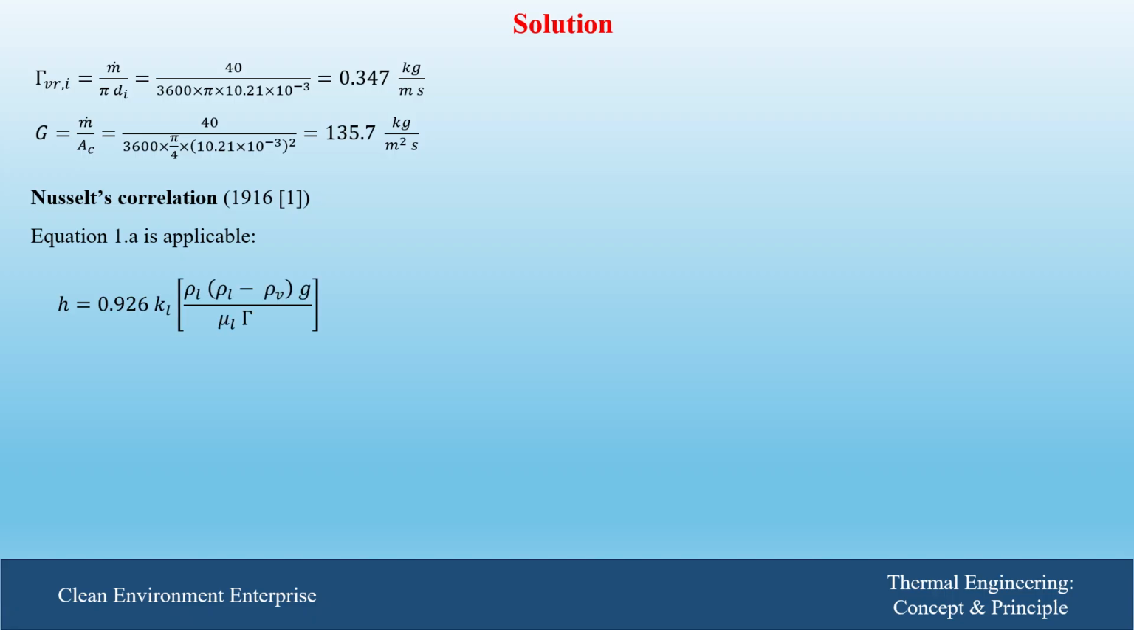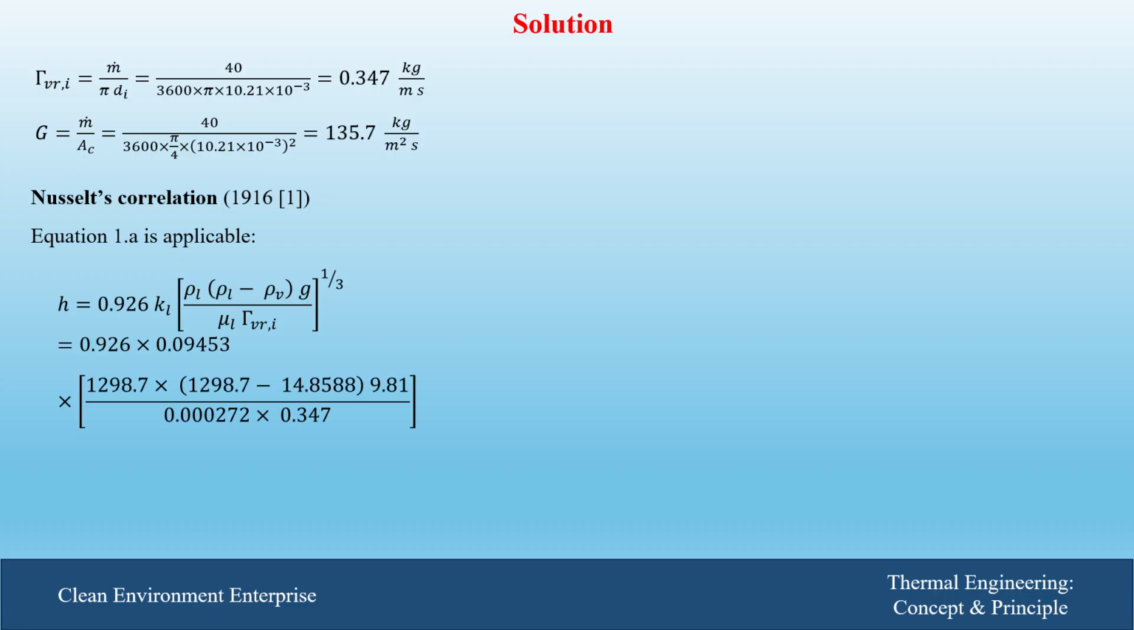If we substitute the corresponding values of properties rho sub L, rho sub V, G the gravitational acceleration, and the mu represents the liquid dynamic viscosity, then the heat transfer coefficient corresponds to 488.02 watt per meter square Kelvin, which represents the answer to this part.